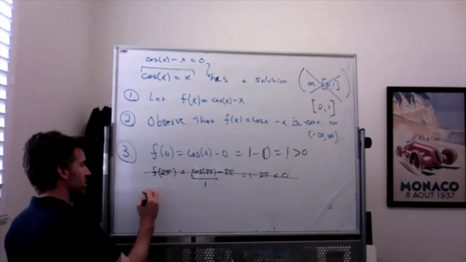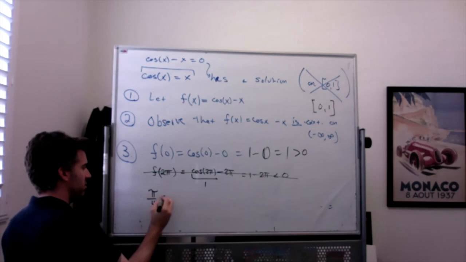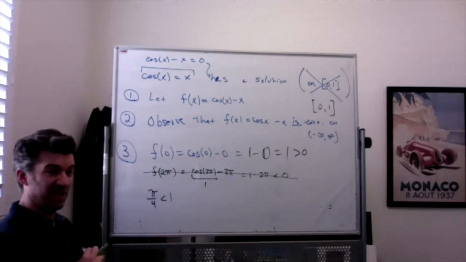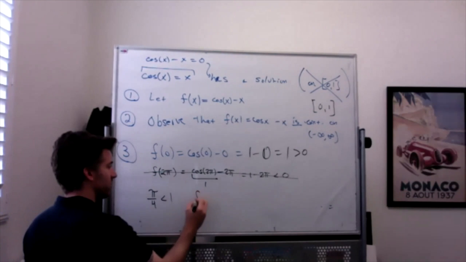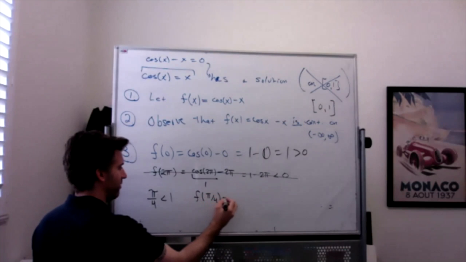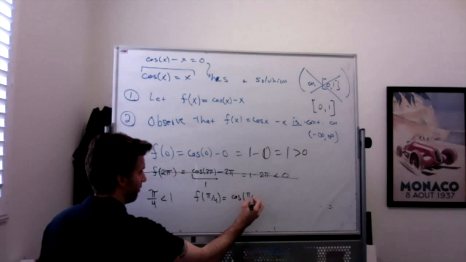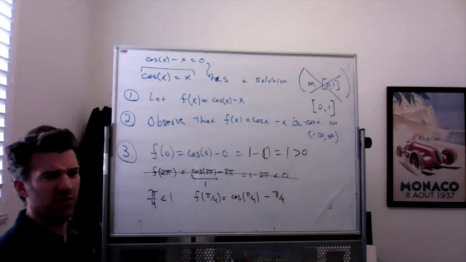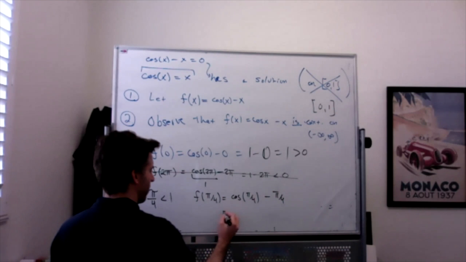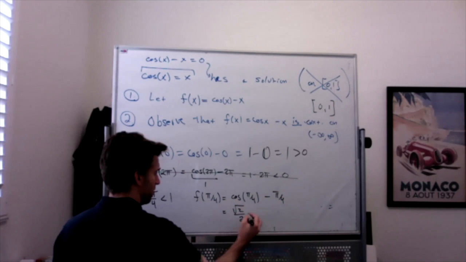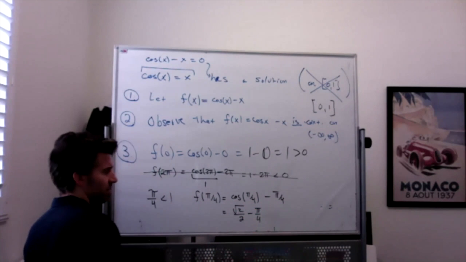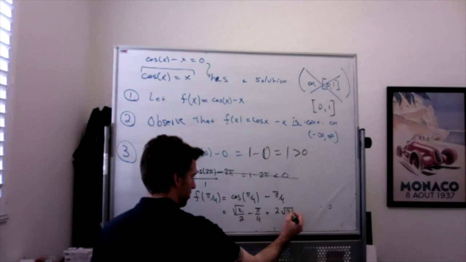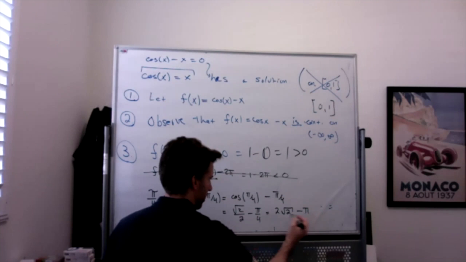Well, pi over 4 is less than 1. And I know how to take cosine of pi over 4. So f of pi over 4 is cosine of pi over 4 minus pi over 4. Now this is still going to be kind of weird to evaluate. Cosine of pi over 4 is root 2 over 2 minus pi over 4. So I need a common denominator. This is going to be 2 root 2 over 4 minus pi over 4.